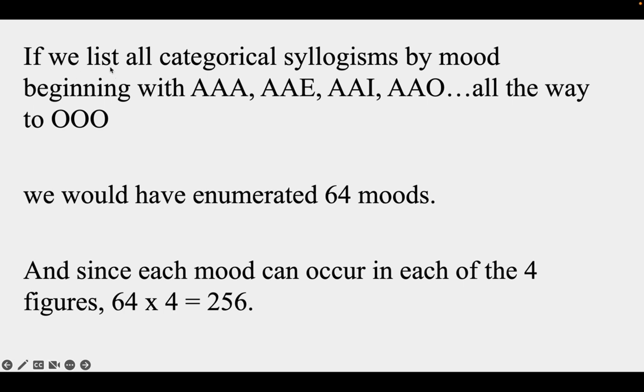It is interesting to know that if we list all categorical syllogisms by mood, beginning with AAA, AAE, AAI, AAO, etc., all the way to OOO, we would have enumerated 64 different moods. And if you do the math, since each mood can occur in each of the 4 figures, then 64 moods times 4 gives you 256 different combinations.